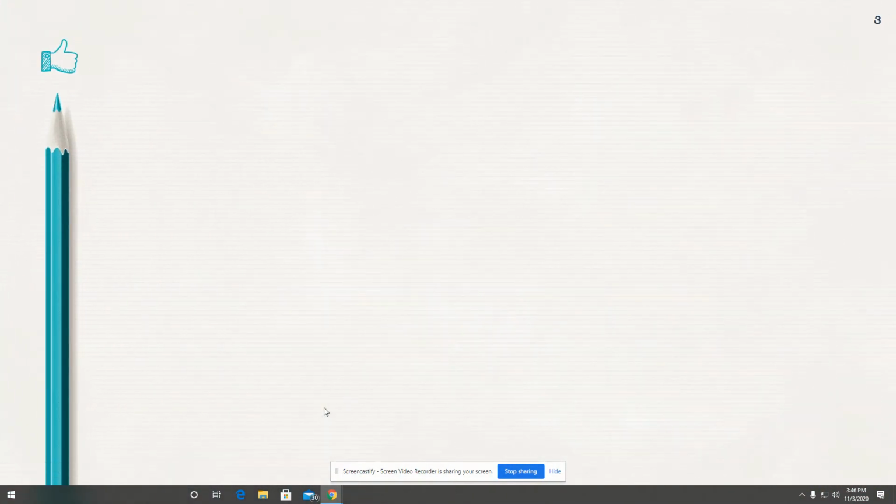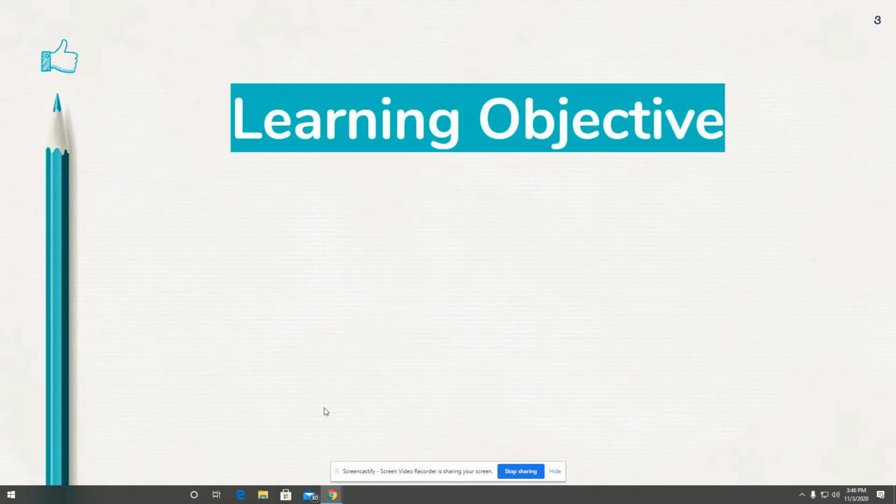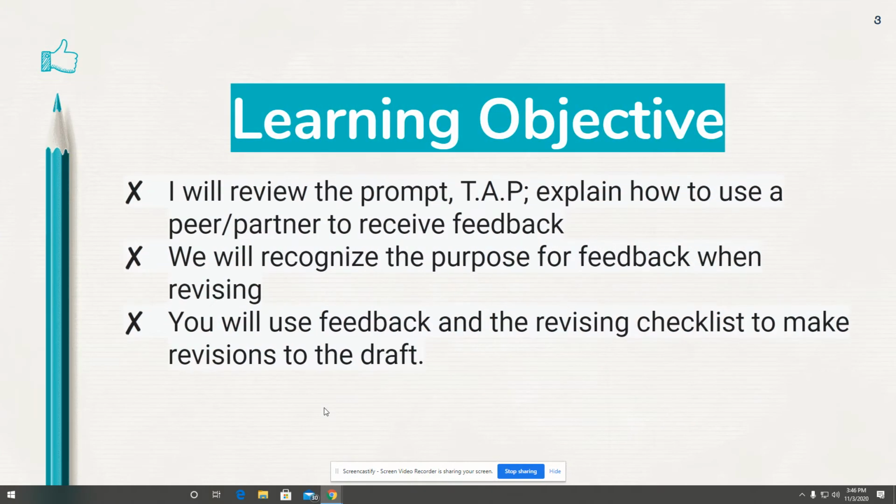Okay. Now that you've collected your materials, let's go over our objectives for today. I will review the prompt, TAP, and explain how to use a peer or partner to receive feedback. We will recognize the purpose for feedback when revising, and you will use feedback and the revising checklist to make revisions to your draft.